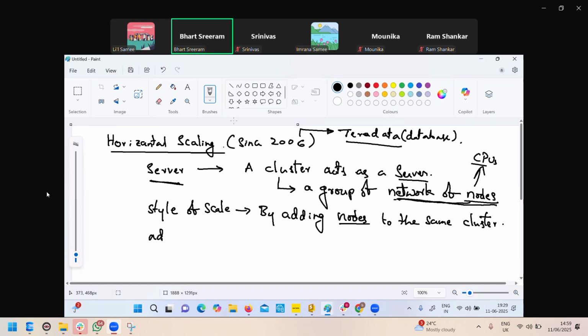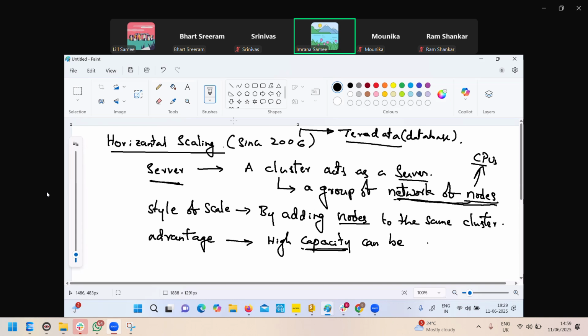So previously we discussed the problem. Now that problem is overcome. High capacity is possible, for a high volume of data. What is the advantage? Big data. High capacity here means in terms of storage and also in terms of processing. When we compare vertical scaling and horizontal scaling, in horizontal scaling the advantage is high capacity. We can do it. In vertical, we can't do it. It's not possible.